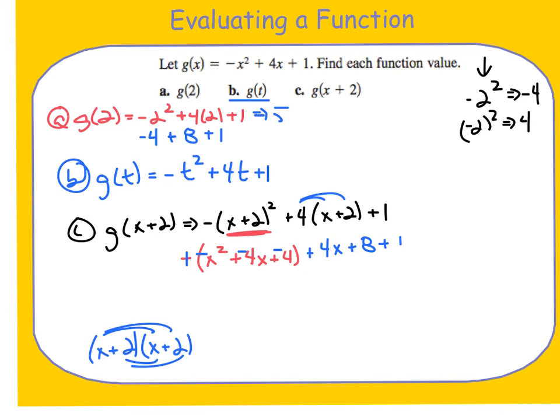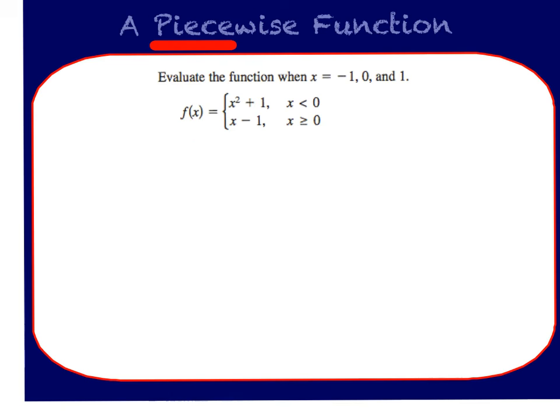Combine like terms. Anybody got an x squared? No, so he just drops like it's hot. So I have negative x squared. Any x's? Negative 4x and 4x. What happens to those guys? They cancel. That's nice. I love it when things cancel. And then negative 4, 8, 1. What do we get there? Plus 5. So g of x plus 2 is actually negative x squared plus 5 in this case.